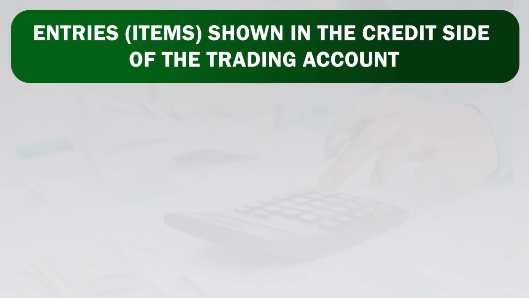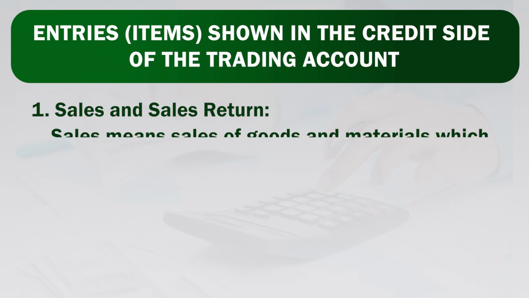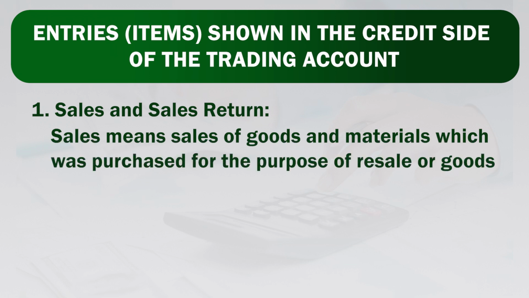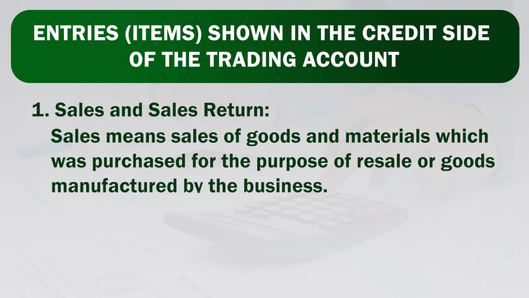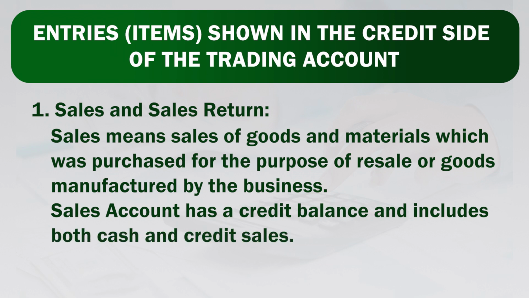Now, we will see items shown in credit side of the trading account. The first item is sales and sales return. Sales means sales of goods and materials which are purchased for the purpose of resale or goods manufactured by the business. Sales account has a credit balance and it includes both cash and credit sales.